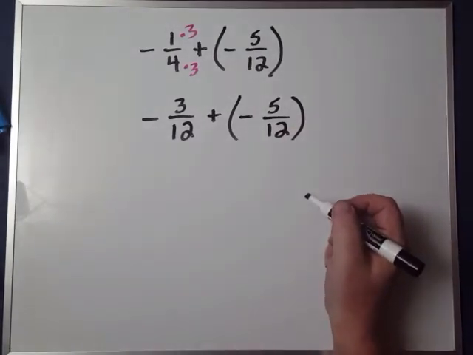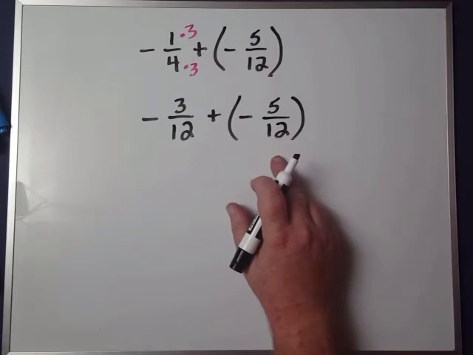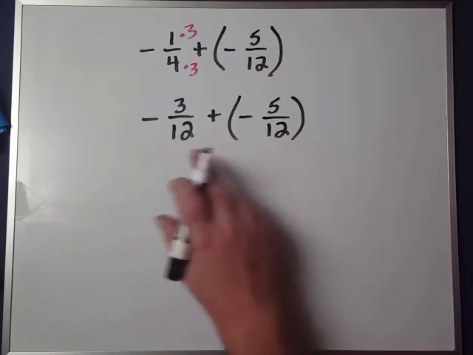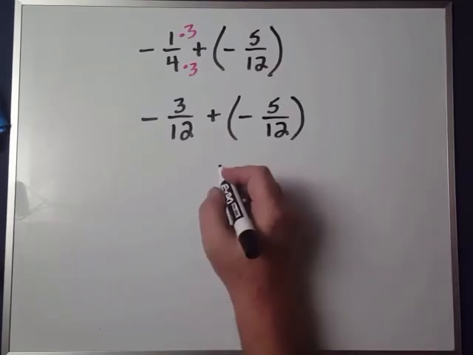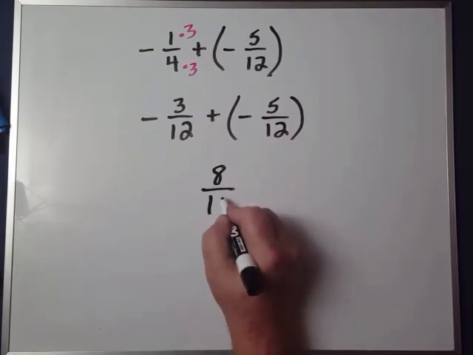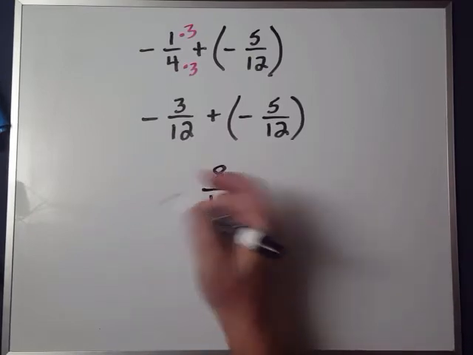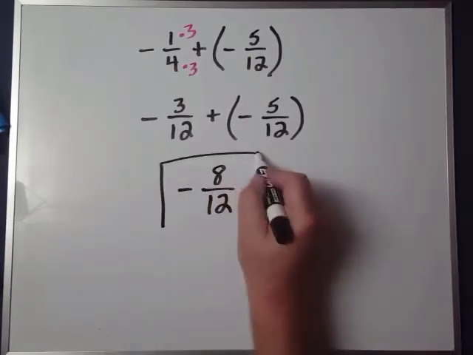And now we think about our signs. I'm adding two numbers of the same sign, so I'm going to add their absolute values. 3/12 plus 5/12. 3 of them plus 5 of them is 8 of them. 8/12. And the sign of the problem is negative, and so my answer will be negative.